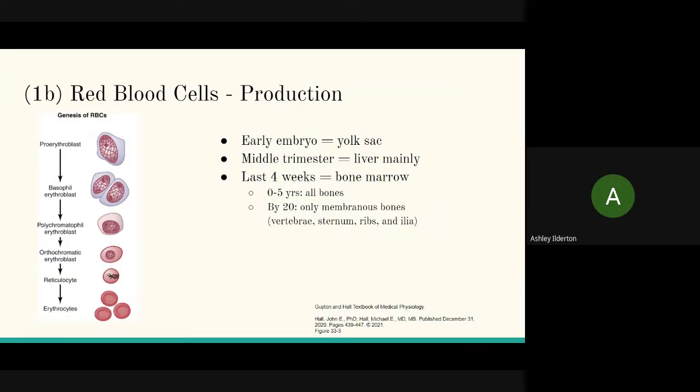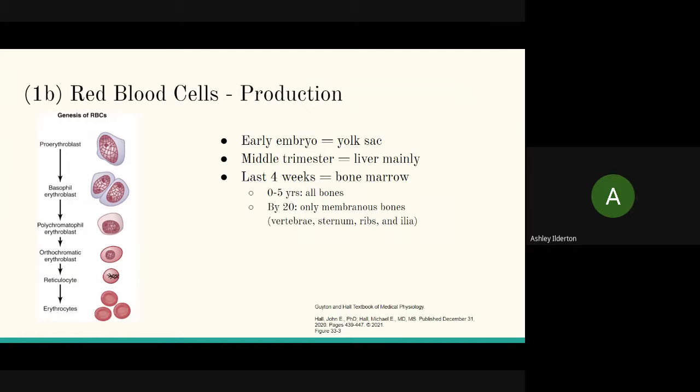So red blood cell production starts, like most cells, with an undifferentiated progenitor stem cell, but the first differentiated cell is the proerythroblast, and it'll undergo all of the steps you see on the left to eventually form erythrocytes, which are red blood cells. Production changes location throughout development of the fetus.